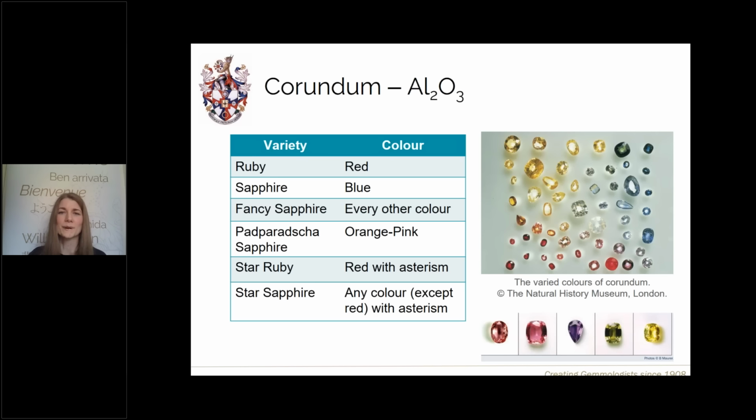Let's look at the chemical composition. It's aluminium oxide, and by itself, with no additional elements, much like our colorless beryl, it will be colorless. So it's the pure form of corundum. Once you start adding other coloring elements, you'll get your different varieties, like your ruby, which is red, your sapphire, or your fancy sapphire, which is all different colors.